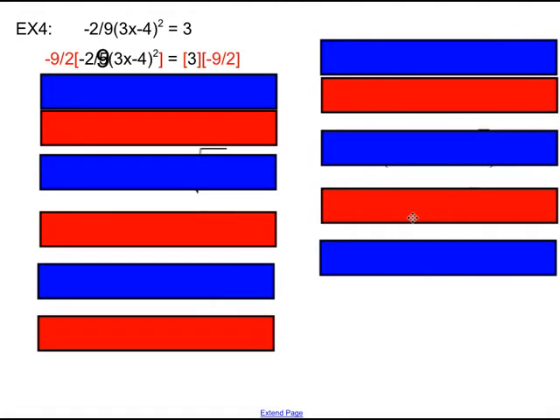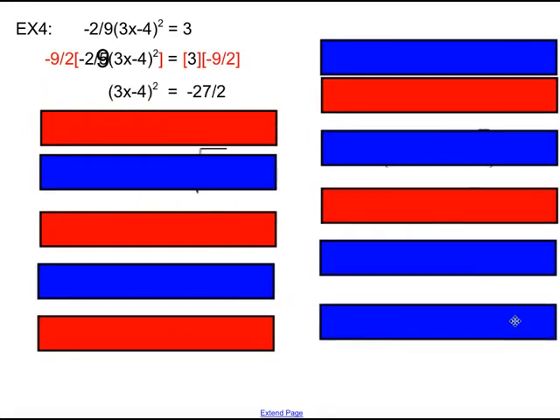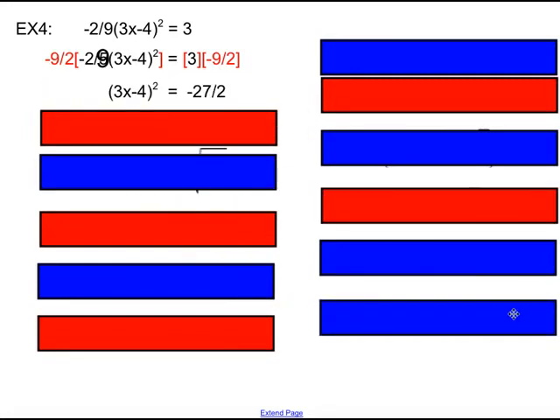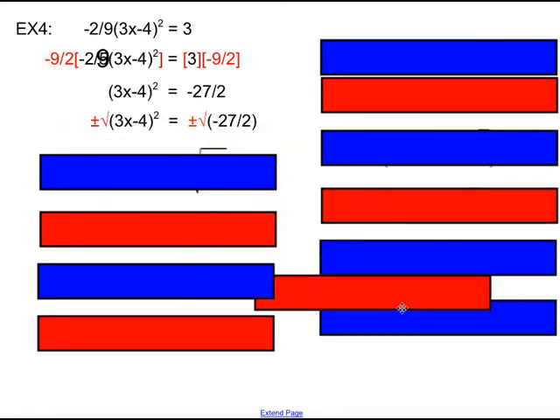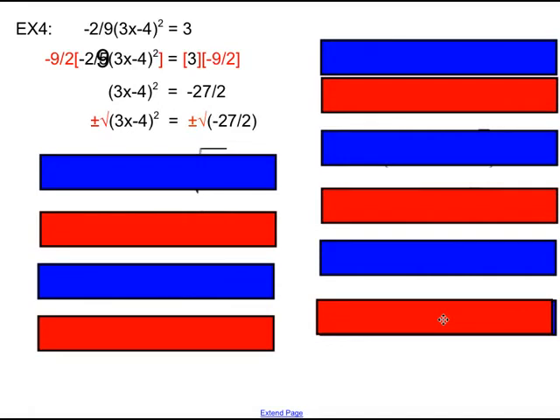So we multiply both sides by negative 9/2, reminding ourselves that we want our answer in most simplest exact form. So 3 times 9/2 becomes negative 27/2. Just like before, we're going to get rid of our square by square rooting both sides, not forgetting our positive and our negative.